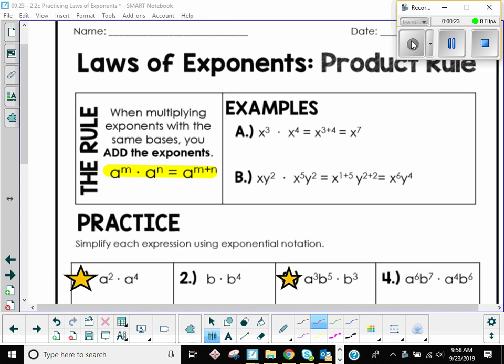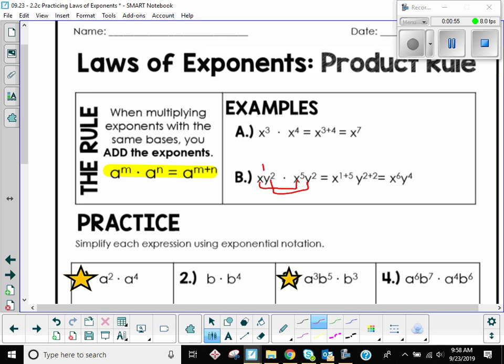But here on part B, notice that there's two different bases, right? So we have xy squared times x to the 5th y squared. What you do in this case is you're doing the math on the bases that match. If you're just looking at the x's, you just add the x exponents, the powers. We know that's a 1, so we add those for x. And then for the y part, you keep the base y, and you just add the y exponents. And you get x to the 6th, y to the 4th.